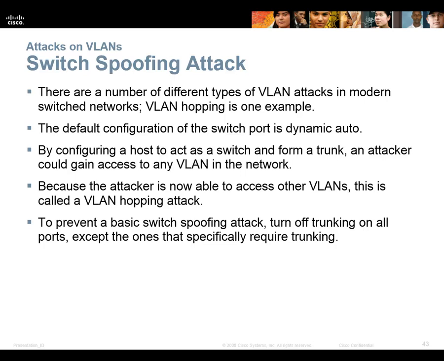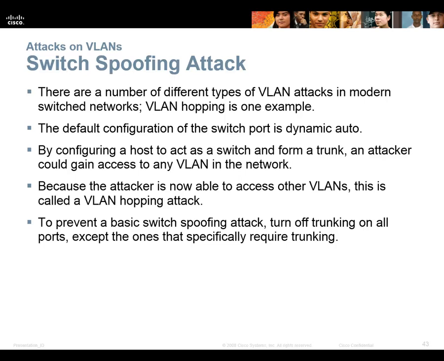And it takes advantage of everything being set to dynamic by making your computer act like it's another switch that's been plugged in. So it impersonates one of these Cisco switches and asks that information be sent to it about the VLANs. Once it's got the information on the VLANs, then you can start trying to get data off of them, because if you've made your computer look like a trunk port, then the data is going to get sent through it for the ones that are allowed on the trunk port. Because the attacker is now able to access other VLANs, this is called a VLAN hopping attack.